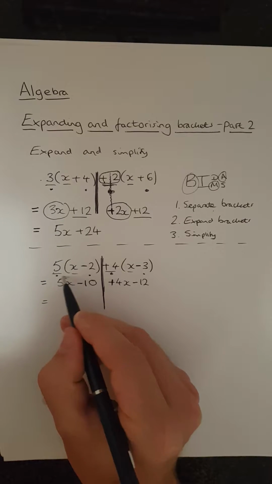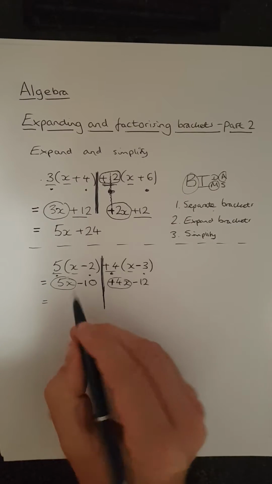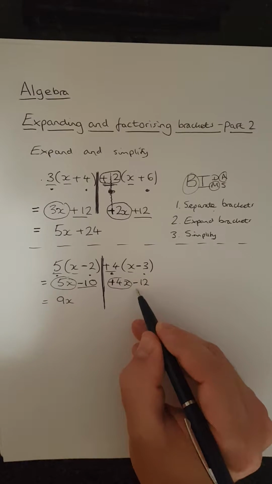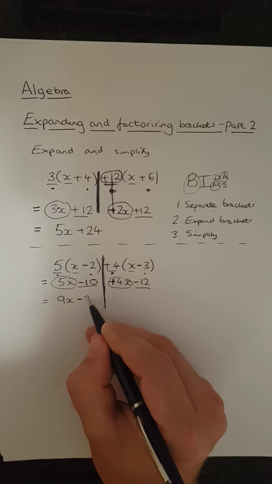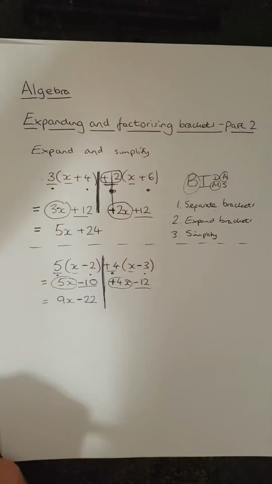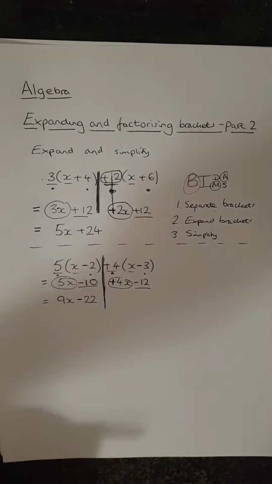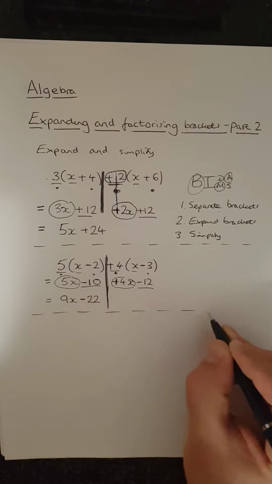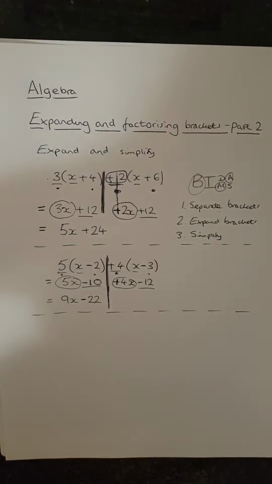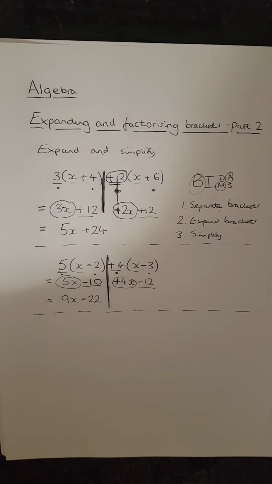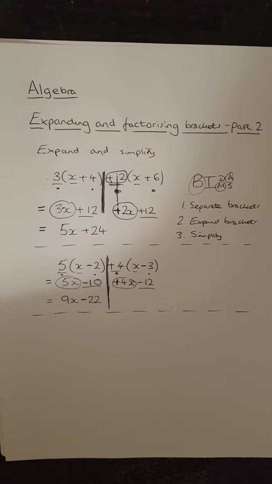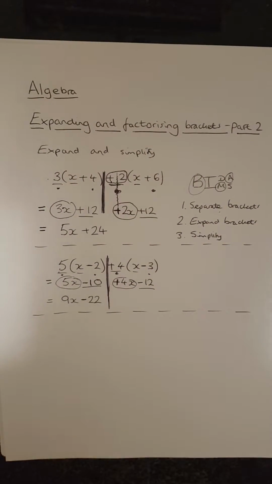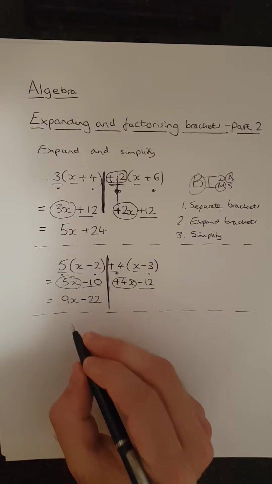To simplify, 5x add 4x is 9x. Then minus 10 minus 12 is minus 22. Now, if at this stage you're feeling unconfident with negative numbers, I strongly suggest you go and practice those separately. We will cover bits in this video, but it will not be sufficient just to watch these examples. Here's another.